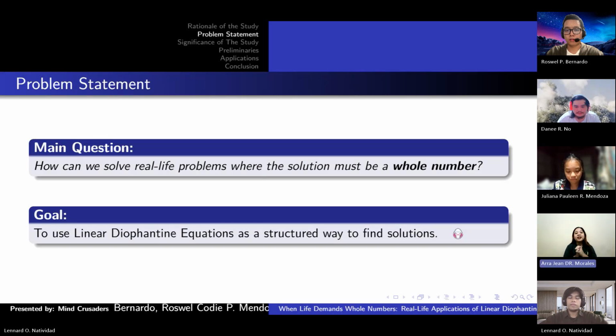So, thank you, Miss Mendoza. For our main research question: how can we solve real-life problems that require whole number solutions? There are many math methods that can produce decimals, but life does not always allow decimals. So, our focus is to find a mathematical method that guarantees whole numbers, and that method is what we call linear Diophantine equations. Next slide, please.